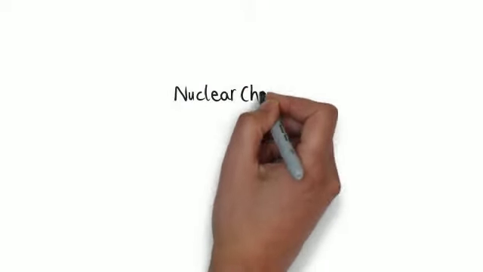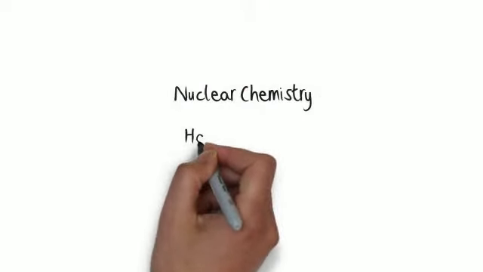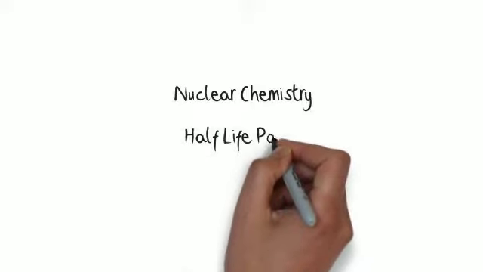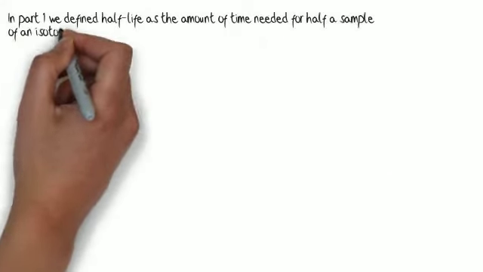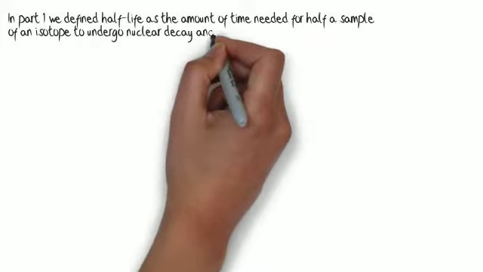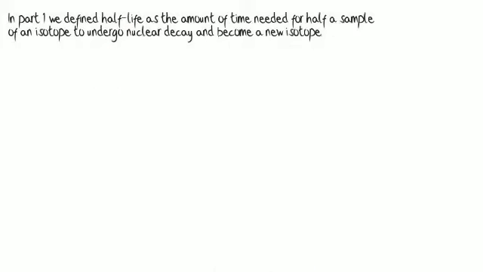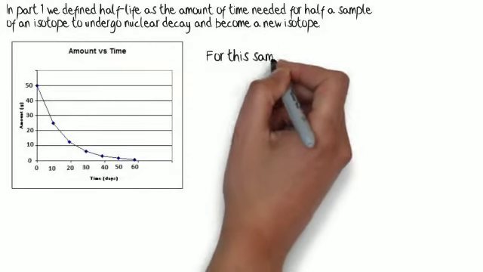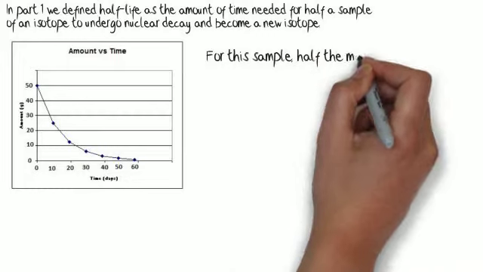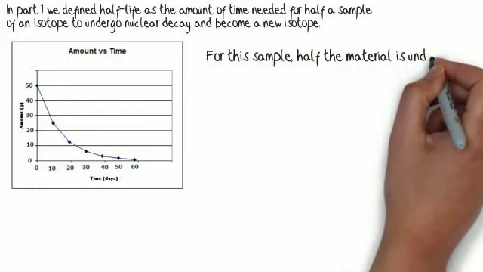Okay, so this is Nuclear Chemistry, Half-Life Part 2. And in Part 1, we defined half-life as the amount of time needed for half the sample of an isotope to undergo nuclear decay and become a new isotope. So take a look at this graph here. This graph represents half-life. And for this particular sample, half the material undergoes nuclear decay every 10 days.